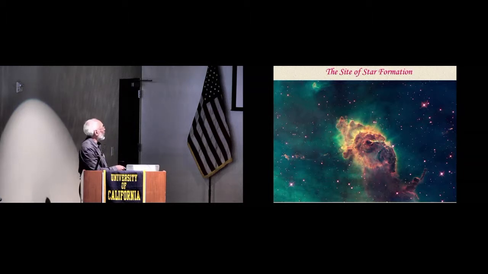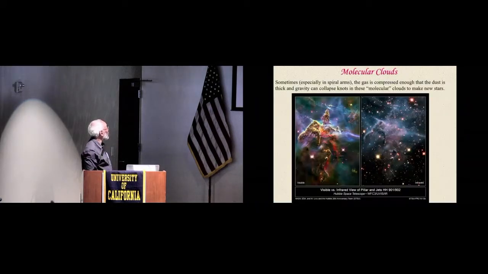Inside that cloud, though, new stars are forming. This is where it happens. So the cloud is turbulent. Parts of it are a little more dense than other parts, and sometimes they get dense enough that gravity can actually collapse that part of the cloud, and that's when we start making stars. So here are two views of another molecular cloud, also from the Hubble Space Telescope. This is in visible light, basically, and this is in infrared light.